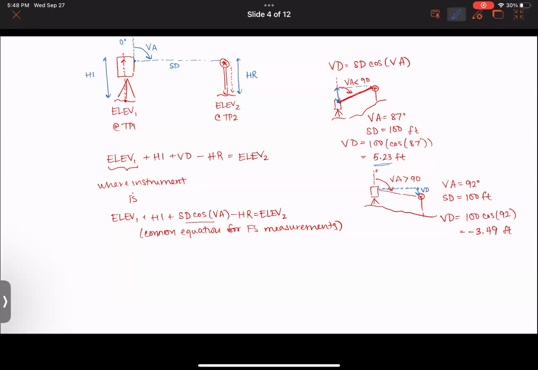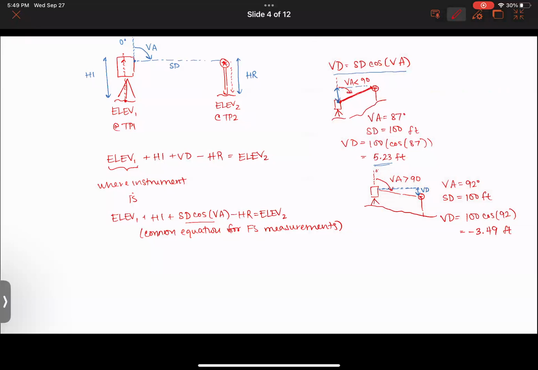And so when we use the form of vertical distance, SD cos VA, you are automatically accounting for the positives and negatives. You are automatically accounting for a coordinate system.